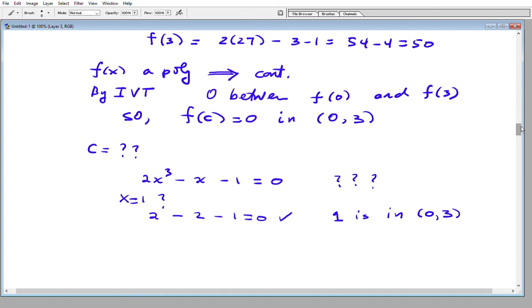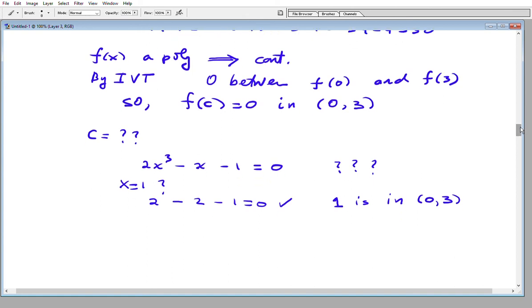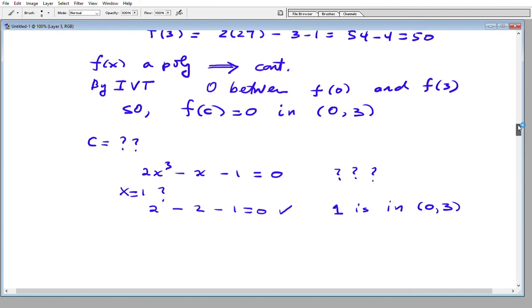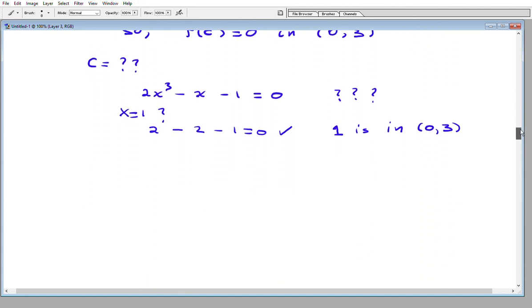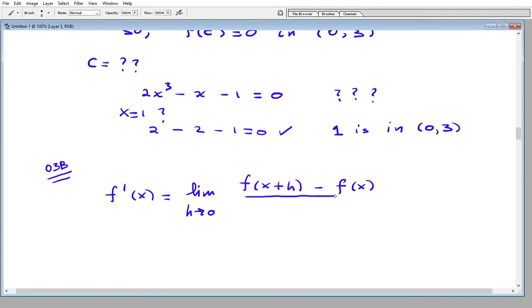All right, so that's the intermediate value theorem. I just wanted to not skip over that. Okay, so I want to go on to, we were in O3b, so I'm going to continue with that. And we were looking at derivatives. This is our definition of the derivative. That's how we get f prime of x.